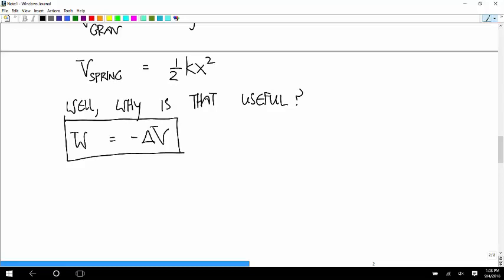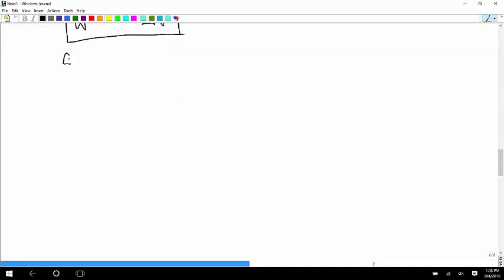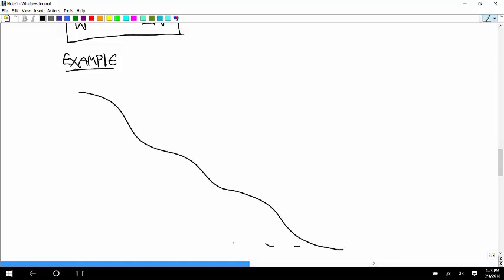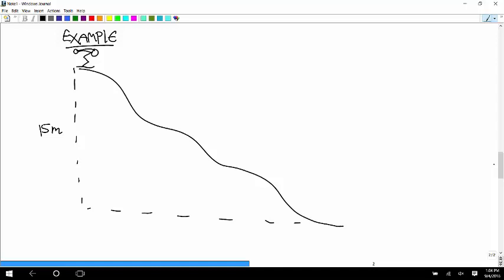Okay, so let's do an example of a conservation of energy mechanics problem. Let's say we have a skier, and we have a hill that's 15 meters high. The skier starts at rest. How fast will the skier be going at the bottom?